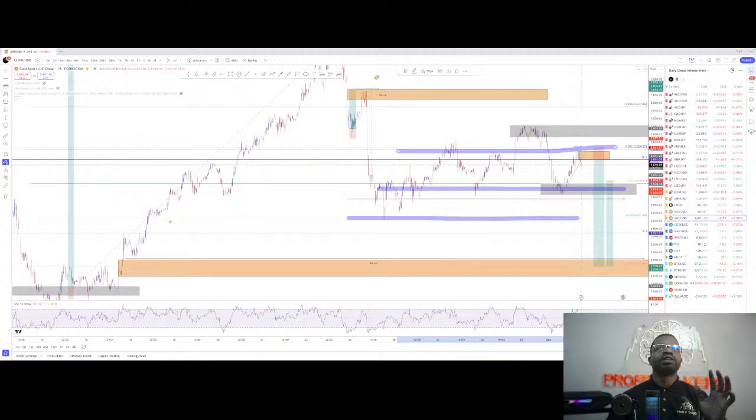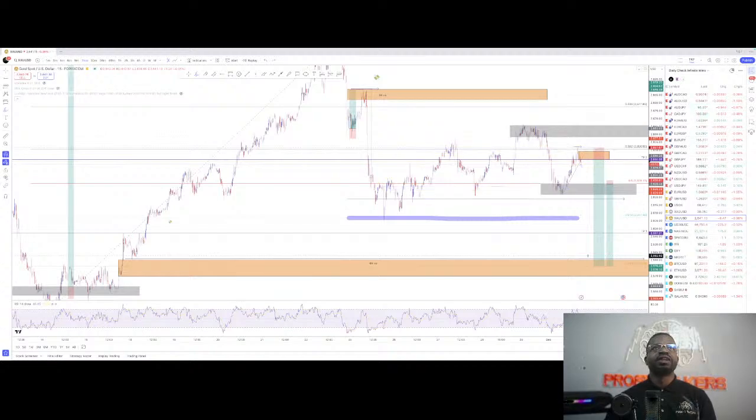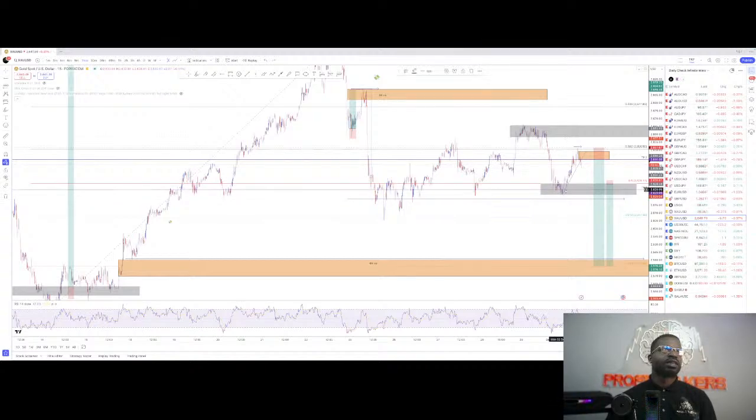This is a floor. So if it does not respect this level, we're looking for a retest of the 618. If it does not hold, the next floor is here. So we're taking the 786 as TP3, and we'll use each floor on the way down as a different target area.